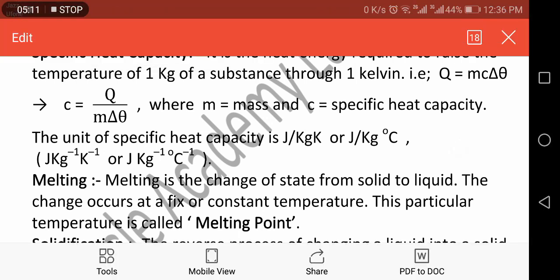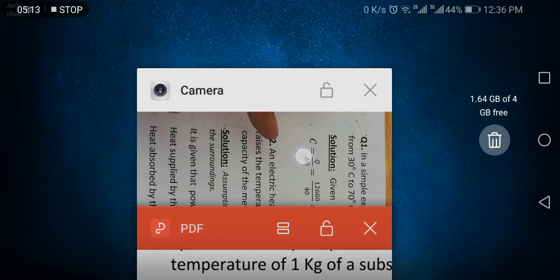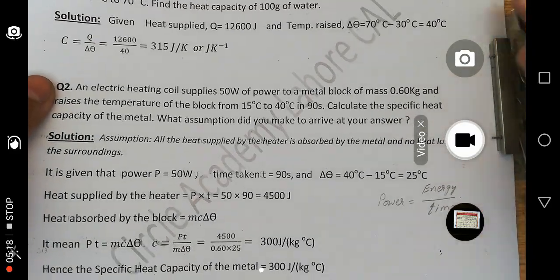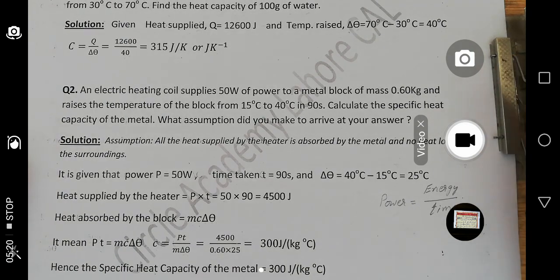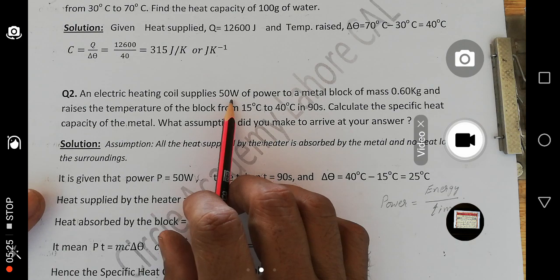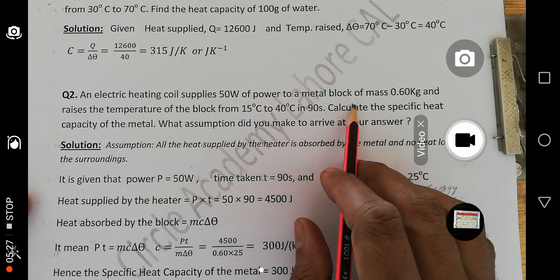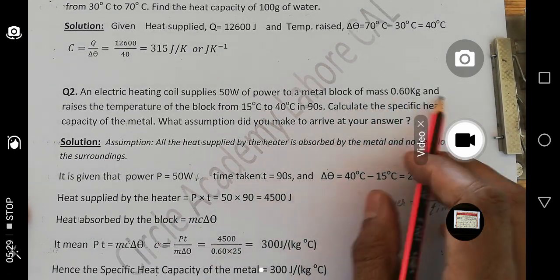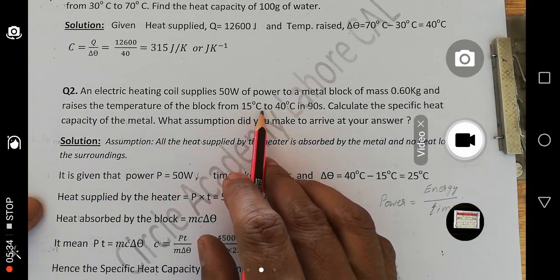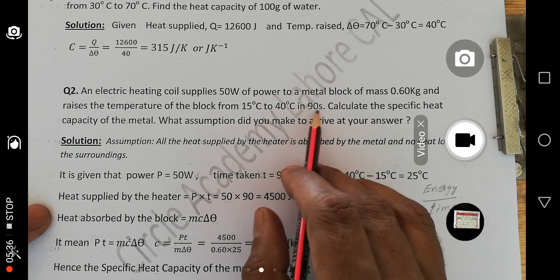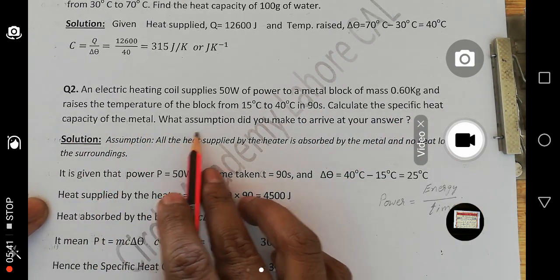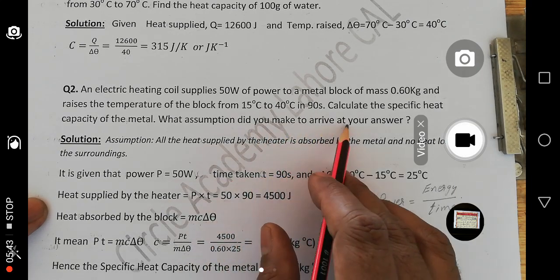Now let us understand with the help of an example how this can be used in a numerical. Now I am going to show you a numerical, so from this numerical you can better understand. An electric heating coil supplies 50 watts of power to a metal block of mass 0.60 kg and raises the temperature of the block from 15 degrees Celsius to 40 degrees Celsius in 90 seconds. Calculate the specific heat capacity of the metal. What assumption did you make to arrive at this answer?